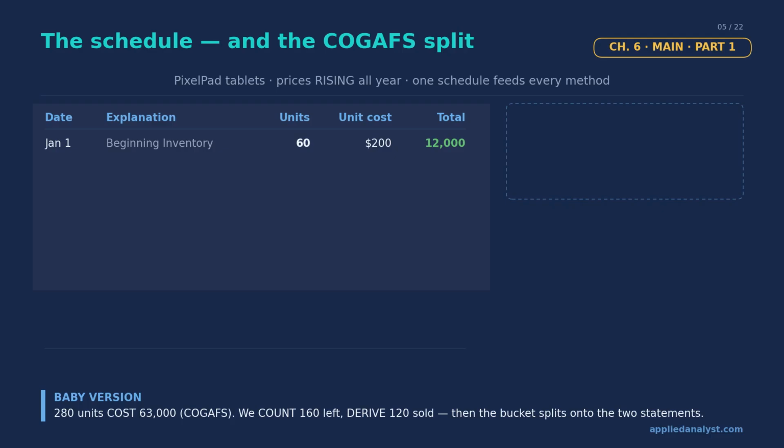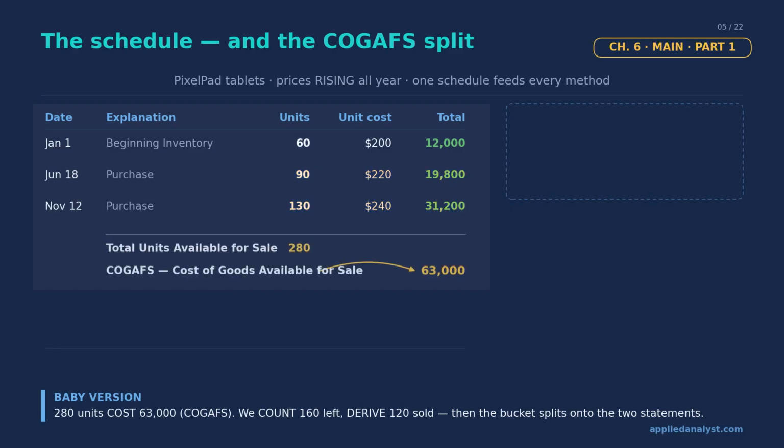January 1st, beginning inventory, 60 units at $200. That's $12,000. Then the purchases stack on top. June 18th, we buy 90 units at $220. That's $19,800. And November 12th adds 130 units at $240, which comes to $31,200.